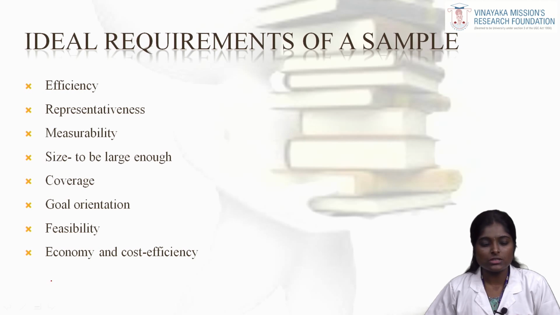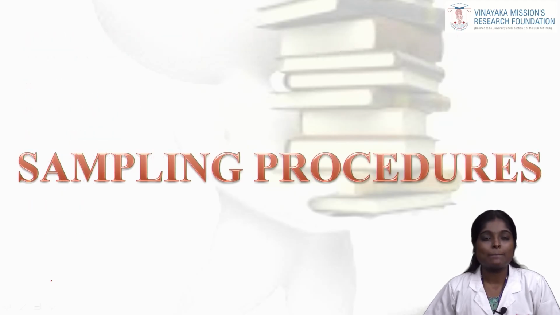It should be efficient, representative of the reference population, and it should always be measurable, and the size should be not too large, not too small. It should be enough, and it should have adequate coverage, should be goal oriented and always feasible, and economical and cost effective. So how do we go about this sampling process?